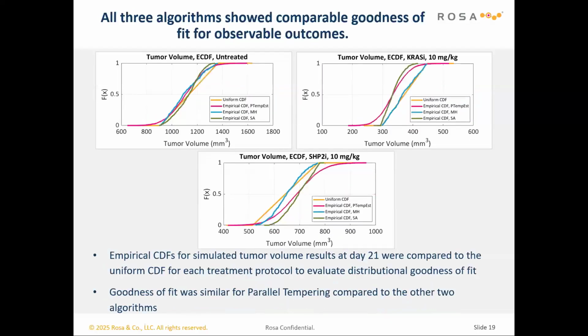We also wanted to evaluate the goodness of fit for the algorithms. As the datasets provided only lower and upper bound constraints, the simulated tumor volume values were evaluated against theoretical uniform distributions for the data ranges. Empirical cumulative distribution functions were compared against the theoretical uniform distributions for each therapy to test goodness of fit, and goodness of fit for the parallel tempering algorithm compared to the other 2 algorithms was found to be reasonably similar.